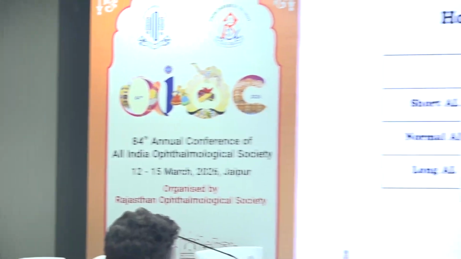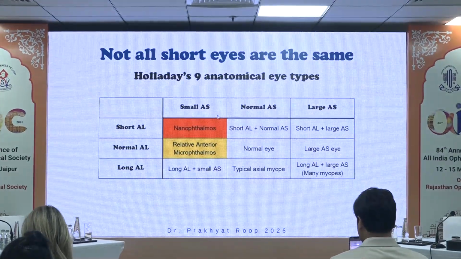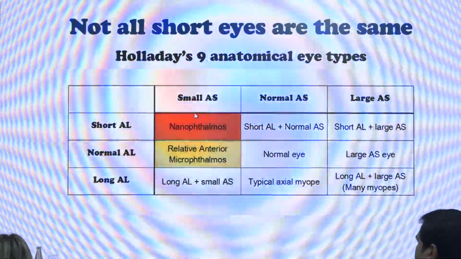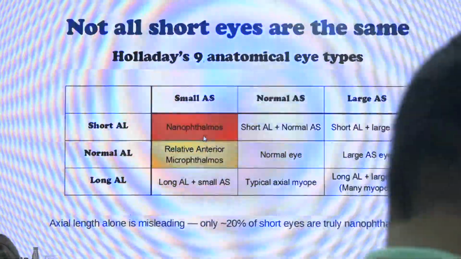So, first of all, before we jump into nanophthalmos, actually in consideration are the anatomical eye types and the understanding that not all short eyes are the same. Jack Holladay actually worked, while he was working on his IOL power calculation formula, he worked out the different types of small eyes in terms of the anterior segment versus the total axial length configuration. And he found that it was only 20% of the short eyes that were actually nanophthalmic.